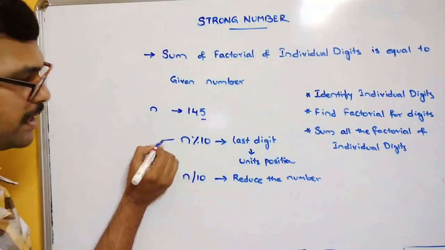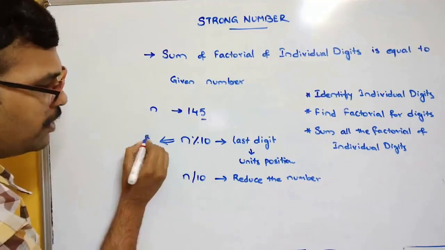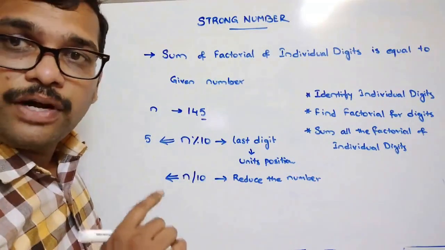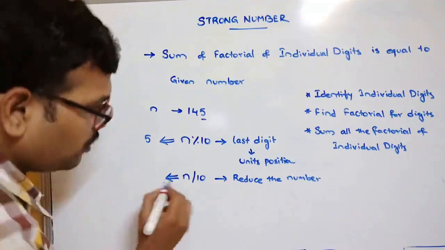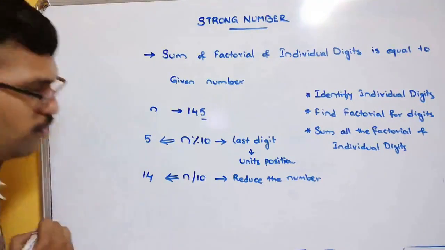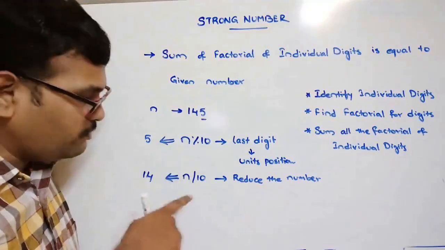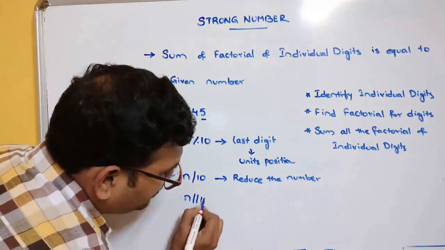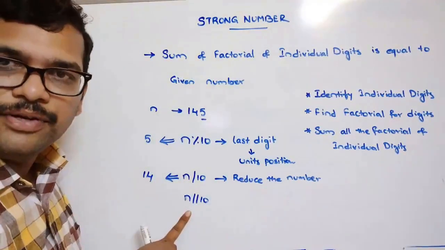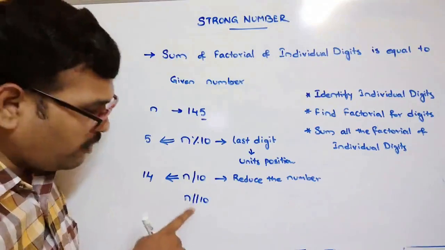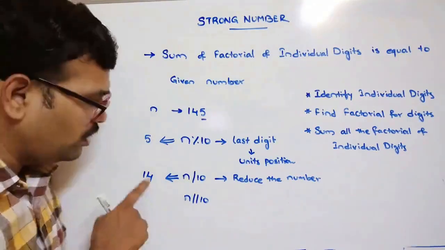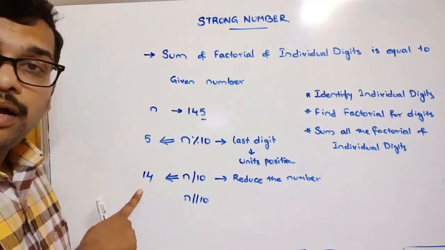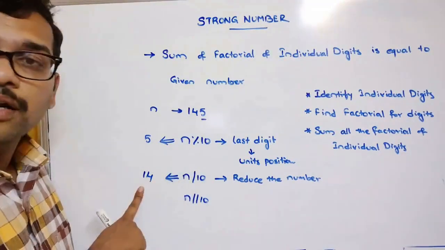So what happens here? First, if you apply n mod 10, we'll get a 5, and if you reduce it, 145 divided by 10, we'll get 14, only 14. In C language we'll get the integer value. In Python, we have to use floor division to get the integer value, because in version 3, n/10 gives a float. So in the second iteration it will be 14. Again apply the same thing, so we'll get 4. Again you divide by 10, you will get a 1.